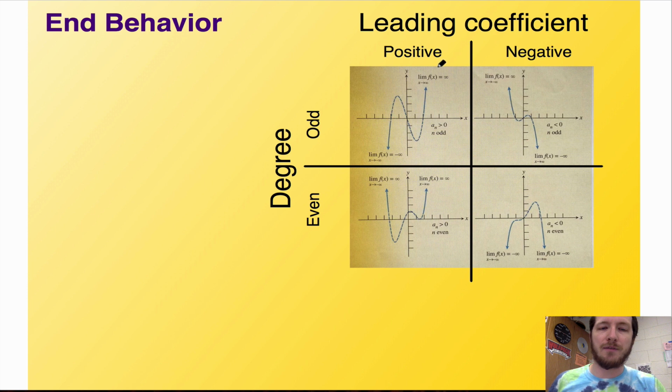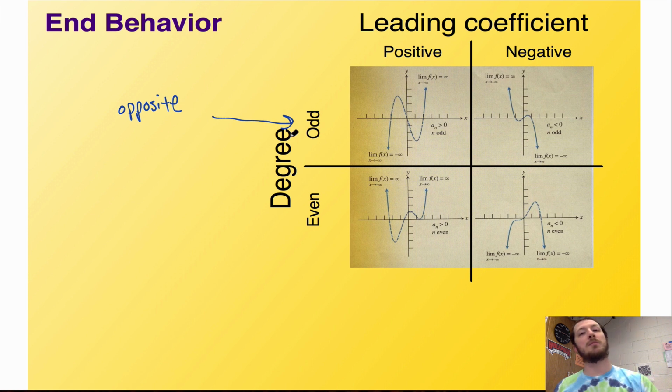So if we have an odd degree polynomial function, then we know that our end behavior is going to be opposite of each other. One end is going to be negative infinity, the other end is going to be positive infinity. Which one's which is determined by the leading coefficient. If it's a positive leading coefficient, then you're going to go from negative infinity to positive infinity as your x's get larger. And if you have a negative leading coefficient, it's going to go the opposite direction, from big to small.